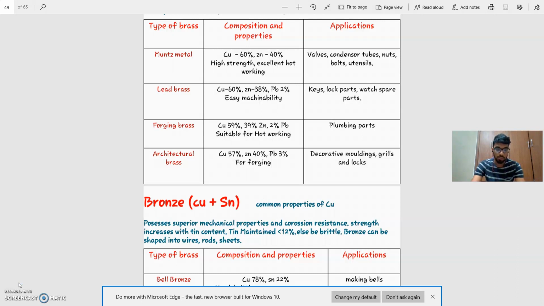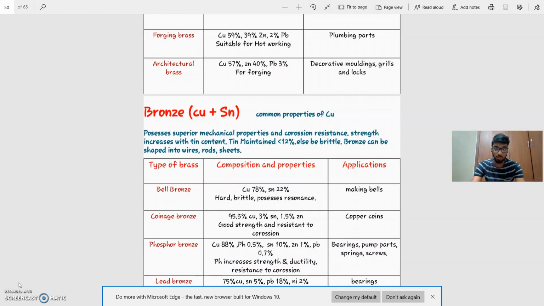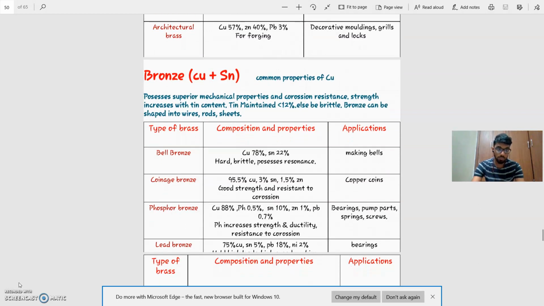Architectural brass. It consists of 57% copper, Zn 40%, Pb 3%, for forging. Applications are decorative molding, grills and locks. And the next type of copper alloy is bronze. It consists of copper and Sn.